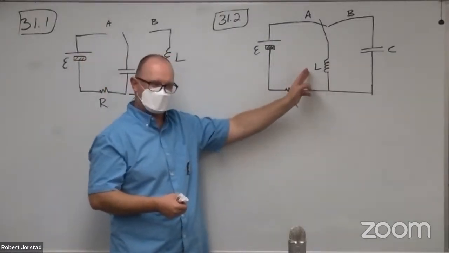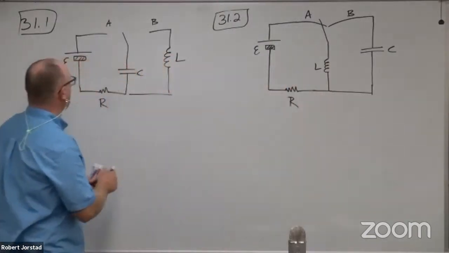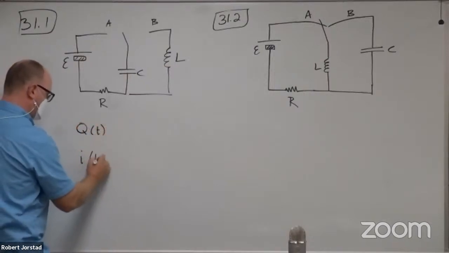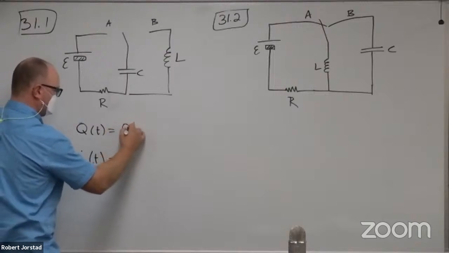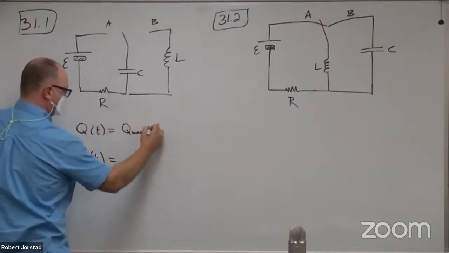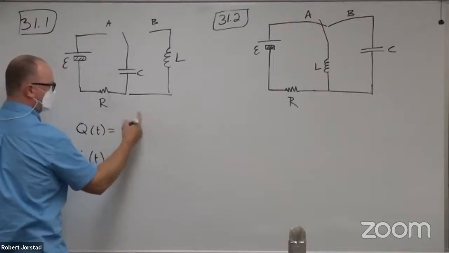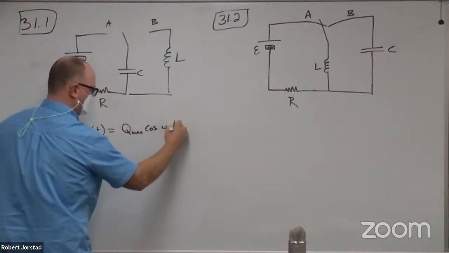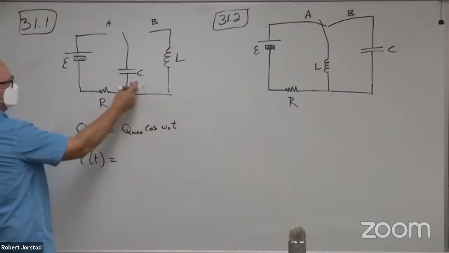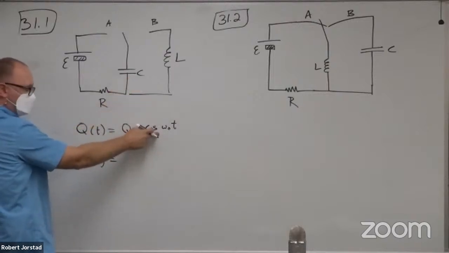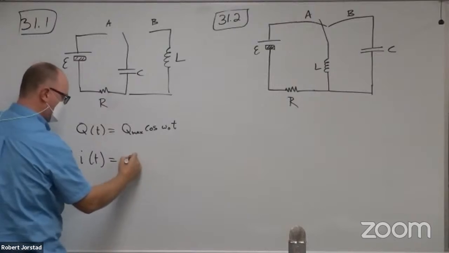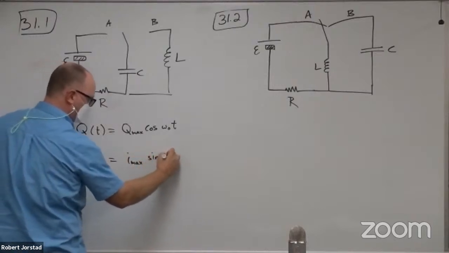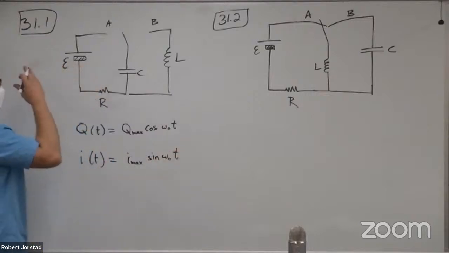So we're starting this here. What's that going to mean? Remember over here, we had Q as a function of time and I as a function of time. This was Q max. Was this cosine? Which one was this? This one's cosine. How do you know it's cosine? It starts with charge, it starts with cosine. So that meant the current was. So what do you think is going to be different over there?